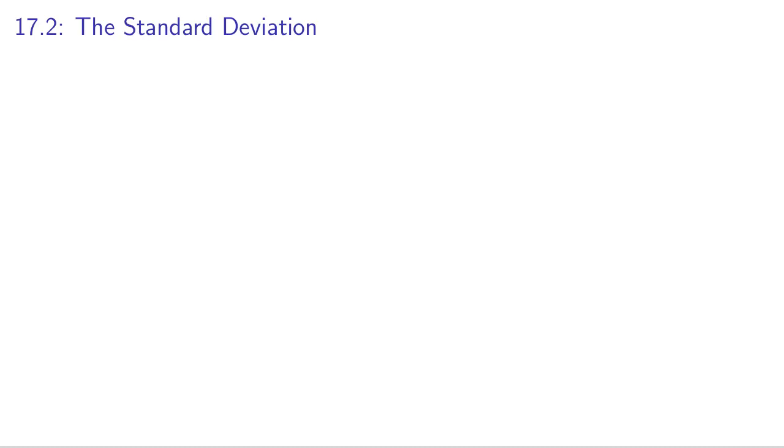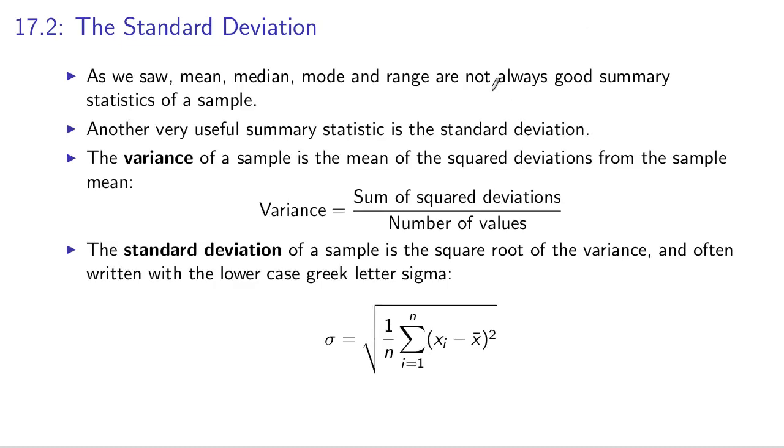Algebra 2, Chapter 17, Section 2, the standard deviation. So as we saw in 17.1, the mean, the median, the mode, and the range are not always a great summary of a sample. Another very useful statistic that we can use for summary is a statistic called the standard deviation.